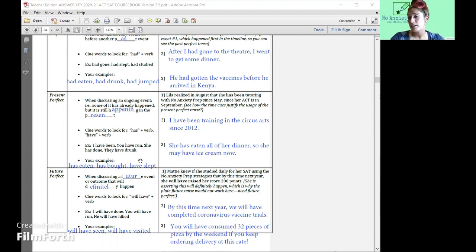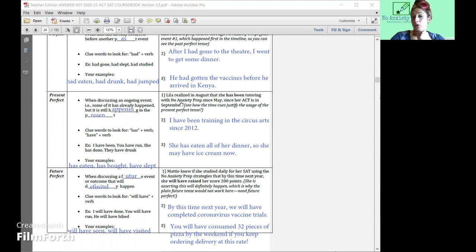You have run 10 miles. Maybe that person's training for a marathon. They have to run more miles. She has done the vacuuming, but still has to do the dusting. So again, connoting that she's still in the process of cleaning. They have drunk all the milk in the house. Okay, so again, some more examples here, has and have.